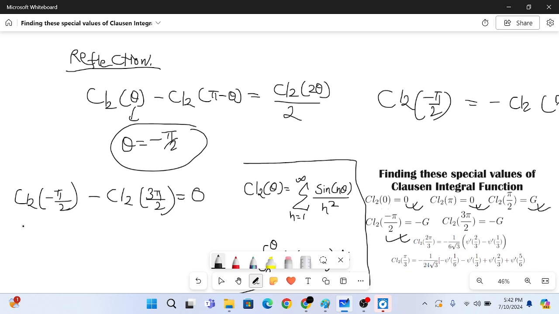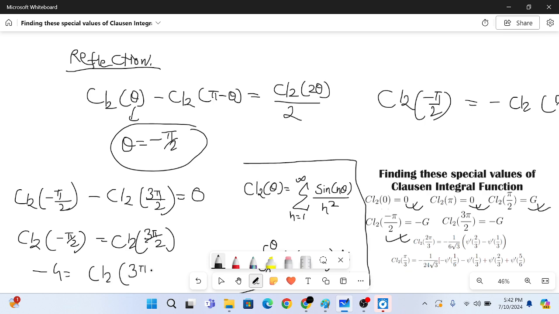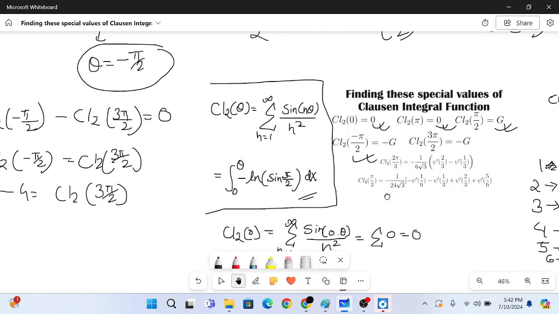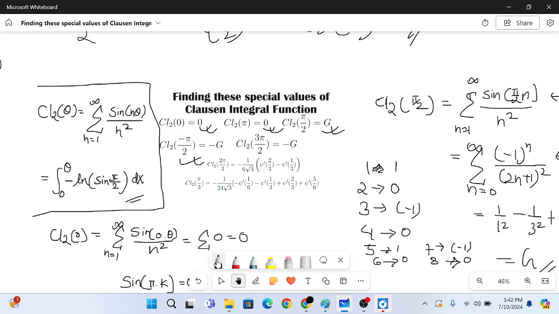So this is 0. From here we can see that CL2 of minus pi by 2 is actually equal to CL2 of 3 pi by 2, and we know that CL2 of minus pi by 2 is minus G. So CL2 of 3 pi by 2 is also minus G. This is how we get CL2 of 3 pi by 2 as minus G. This is also done. Now 5 of them are done.